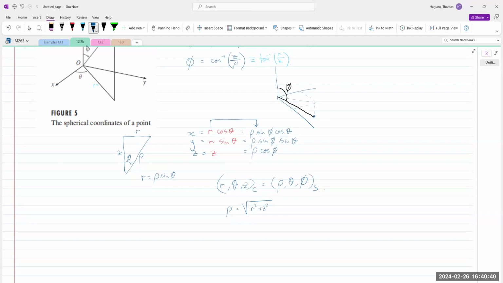The theta will be the same. Now, how about the phi? The phi is just the cosine inverse of z over rho, provided that we find the rho first. Okay.